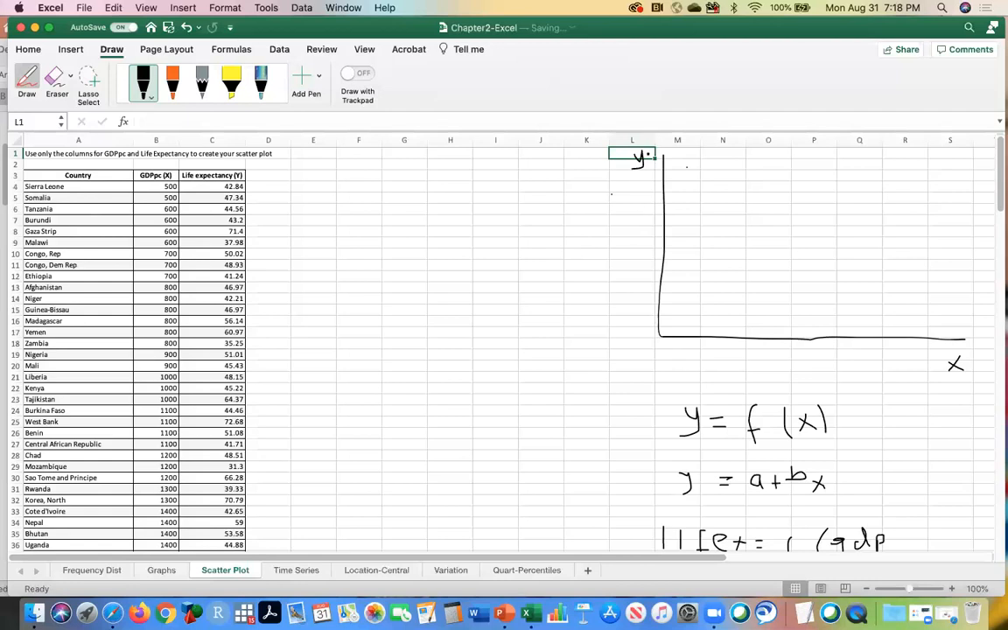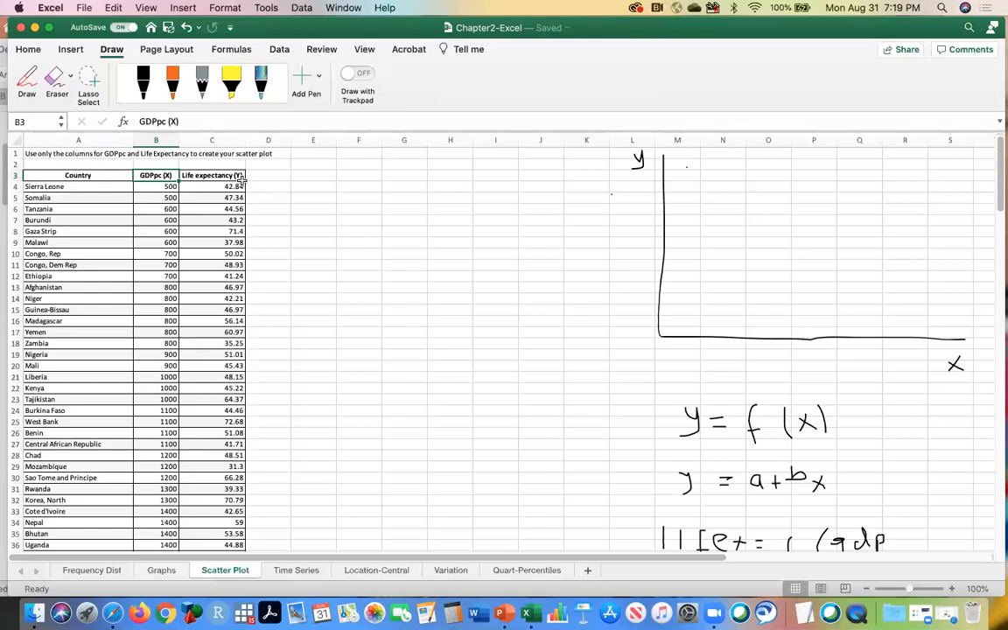So Y is gonna be the life expectancy and X is gonna be the GDP. I want to prove that as GDP increases, life expectancy also increases. In order to show that particular relationship, I'm gonna use a scatter plot. Make sure that your independent variable goes first and the dependent variable goes after.